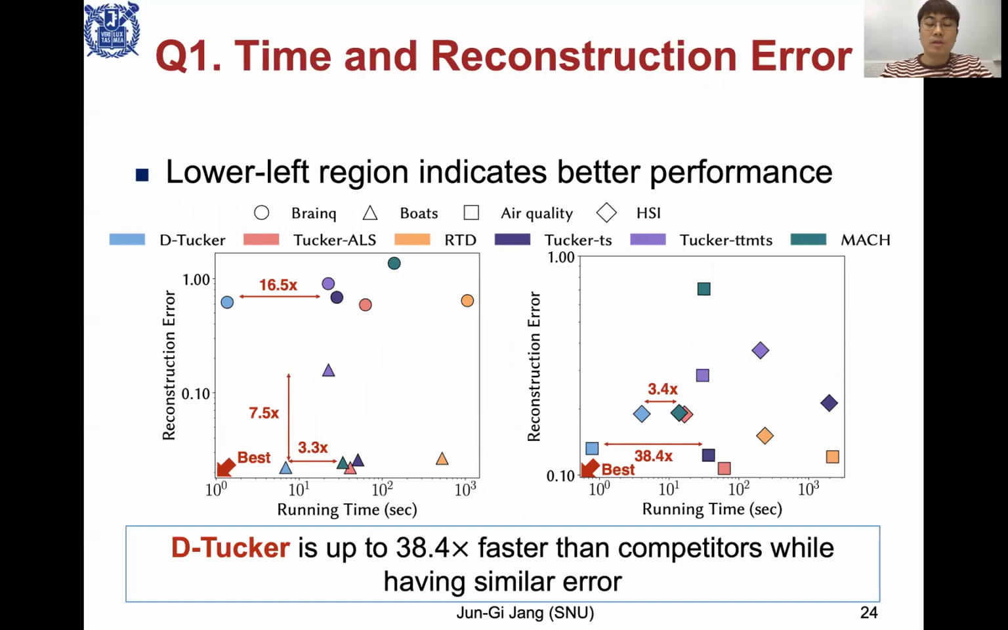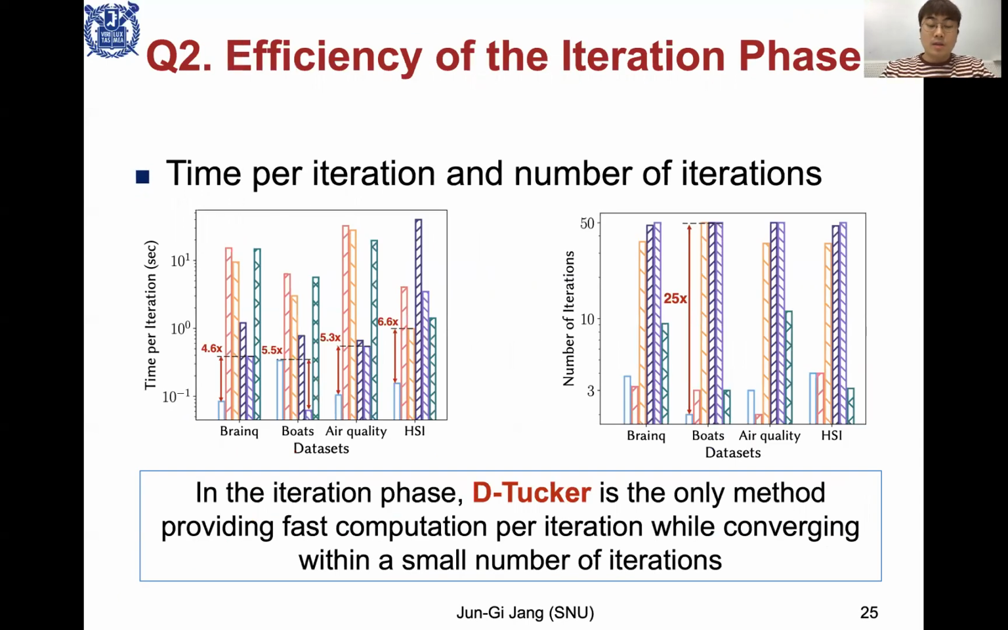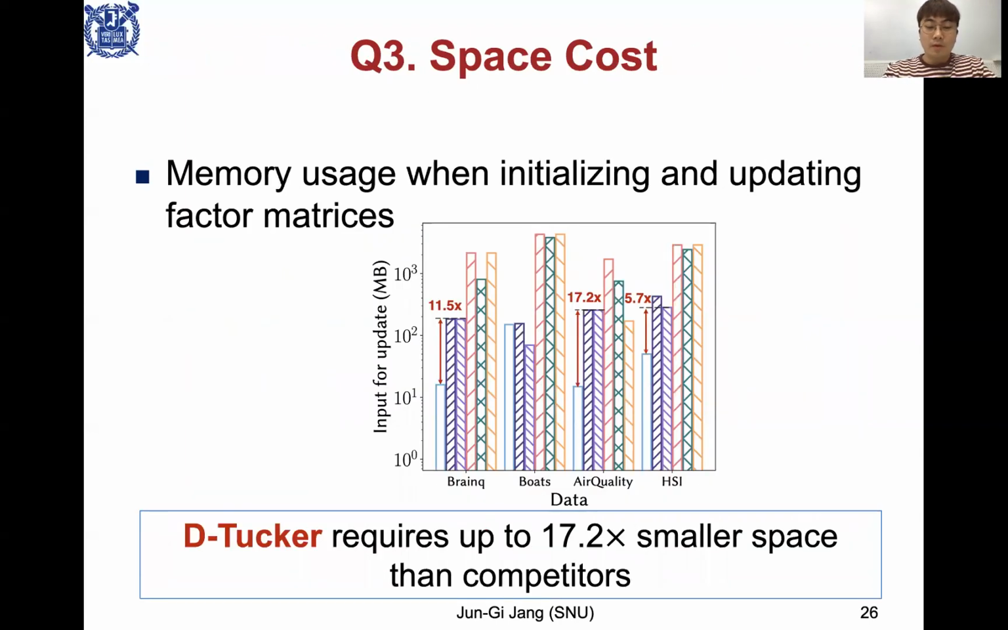The first experimental result is about time and reconstruction error. D-Tucker is up to about 38 times faster than competitors while having similar error. Let's check the efficiency of the iteration phase. In the iteration phase, D-Tucker is the only method providing fast computation per iteration while converging within a small number of iterations. For the space cost, D-Tucker requires up to about 17 times smaller space than competitors.